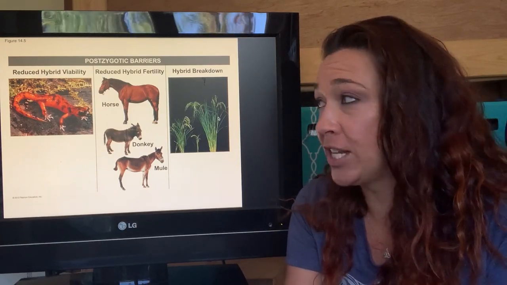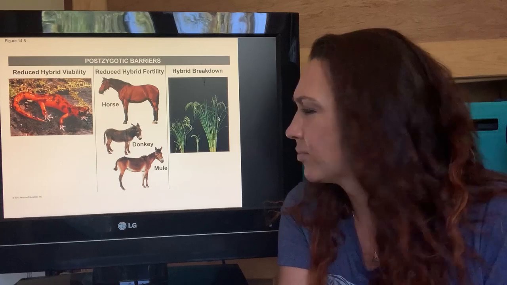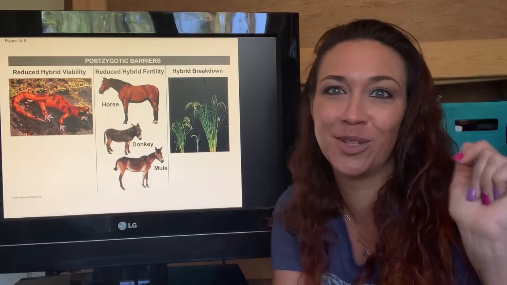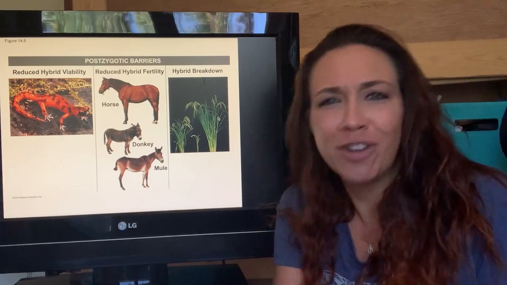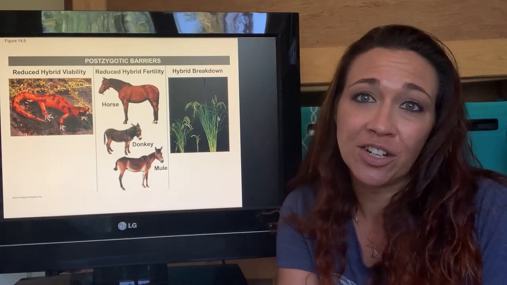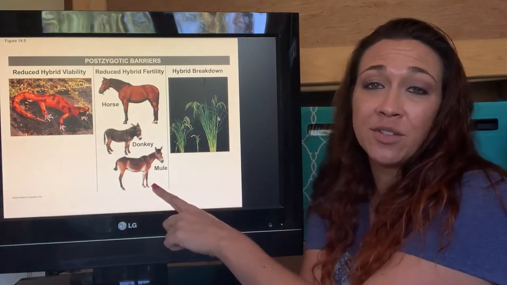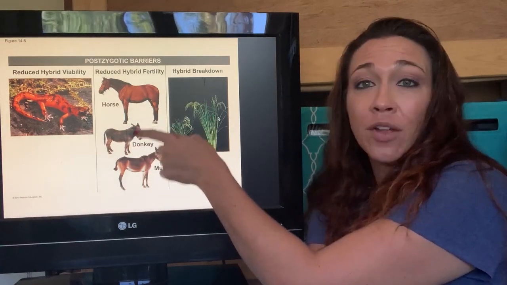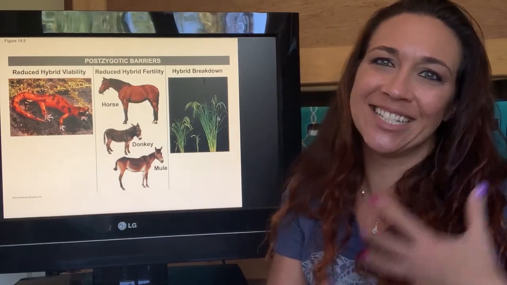The next one is reduced hybrid fertility. Say you have a donkey and a horse and you make a mule. Horse and a donkey make a mule. So you have your mule, which is great. It's got the strength of the horse, it's got the loyalty of the donkey, but that mule is sterile. So you can't have more little mule babies until you reproduce the horse and donkey again. The mule cannot have kids of his own, therefore he is sterile or infertile. That's because these two are not the same species, and therefore when they try to make a baby, chemically, it doesn't quite work out.